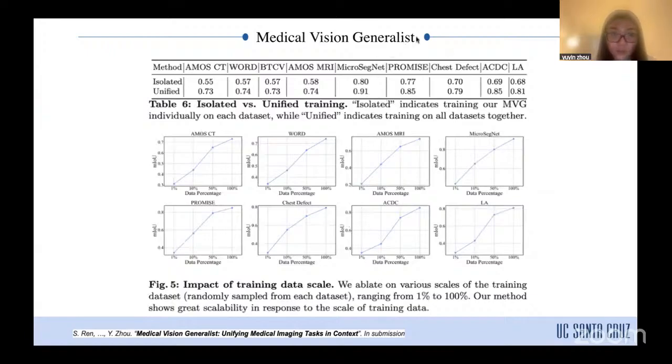Another thing to note is by unifying these different discriminative tasks, we also enable the model to learn more comprehensively from the existing data. So this actually allows us to have very strong scalability. We can see the scalability across different data sets and different tasks.